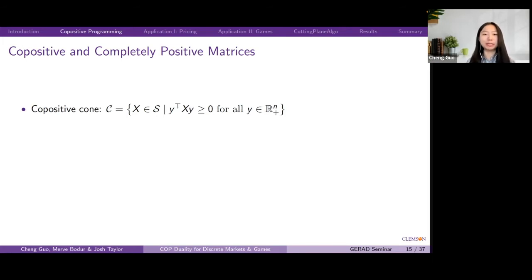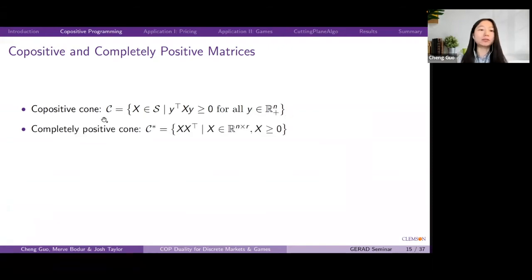So copositive programs are based on the copositive conic constraints, and the copositive cone is defined as follows. So this looks like the positive semi-definite or PSD cone definition, except that for the vector y, we have a non-negative valued y instead of real valued y. That's the difference between the copositive cone and the PSD cone.